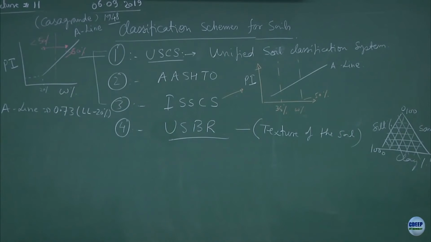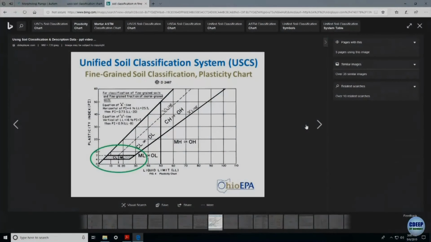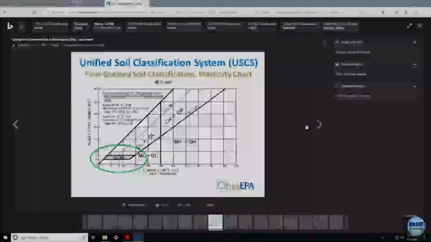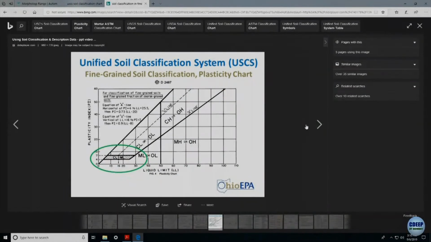There are typical symbols which are used. So, the symbols which are written over here as per USCS classification, G is used for gravels, S is used for sand, M is used for silt. In Swedish language, silt is known as mo, and hence M is used. For clays we use C, for organic matter we use O, and PT is used for peats. So, this is the nomenclature which is used.